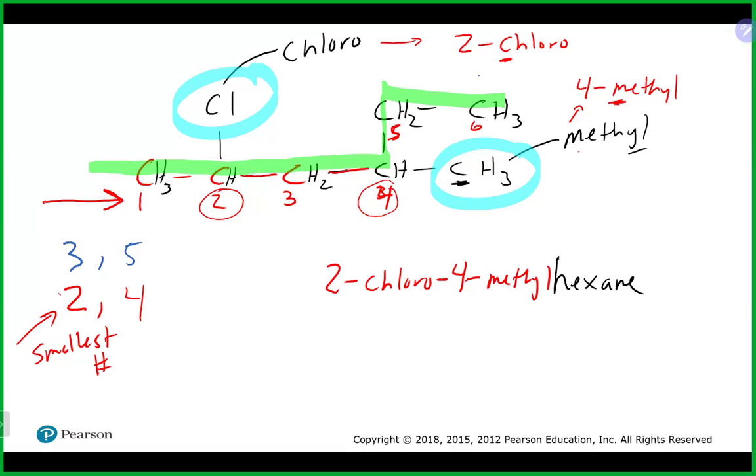So again, we want to find the longest continuous carbon chain. That's going to be the base of the name. We then want to find everything that's not part of that chain, identify what groups we got going on. We then want to number the longest chain whichever way will give those groups the smaller number. Pretty much in organics, smaller always wins. So the smallest number is really what you're always shooting for. And then again, we want to put them in alphabetical order. Any questions on that there?